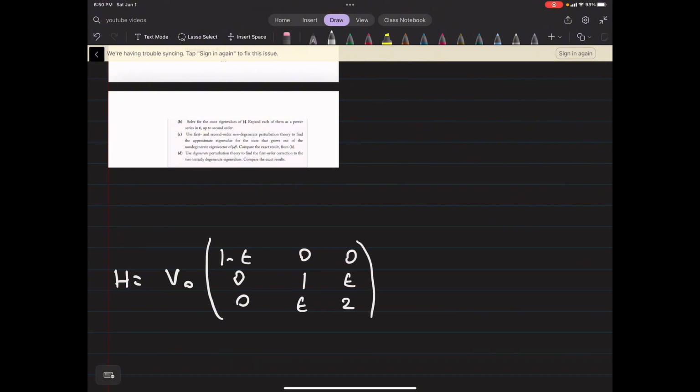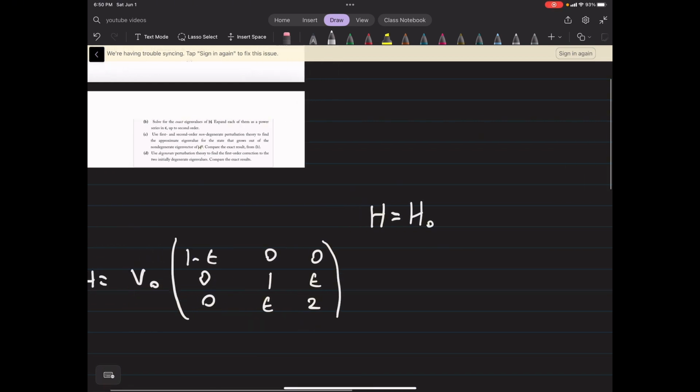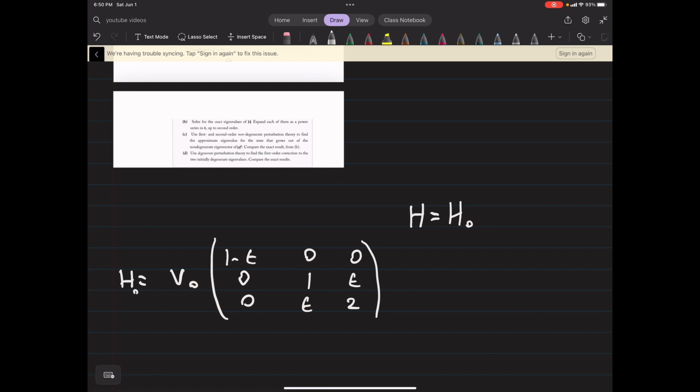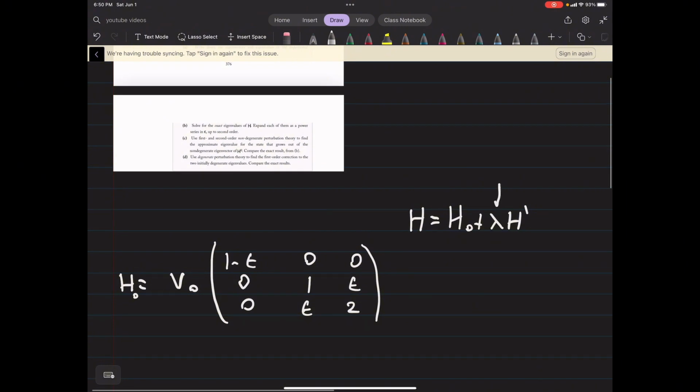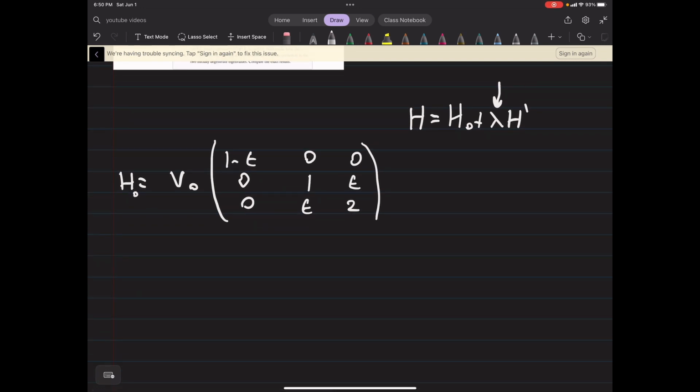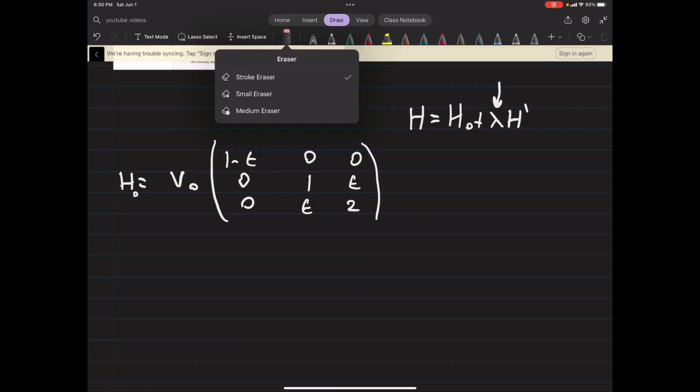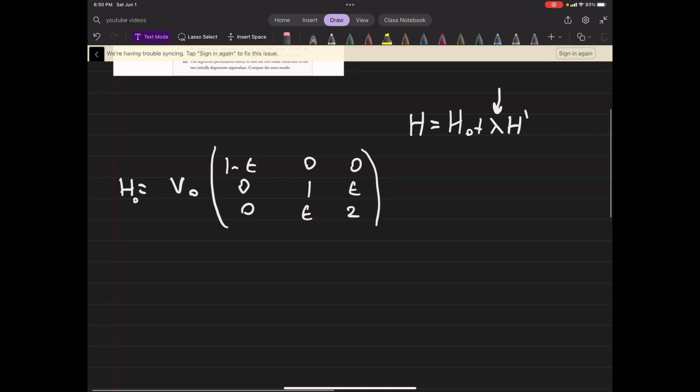Okay. And a lot of times we can think of our Hamiltonian as the sum of our unperturbed Hamiltonian, which is essentially what this is, plus this factor lambda times H prime. And this isn't an eigenvalue. We use lambda for both, but they're different values. That's actually not H naught. This is H. But we're about ready to find H naught when we let epsilon go to 0.